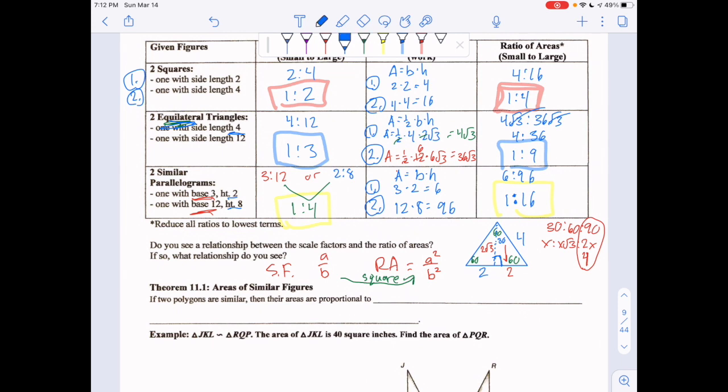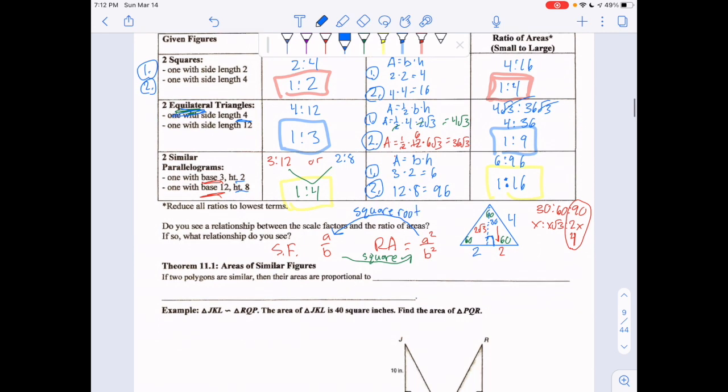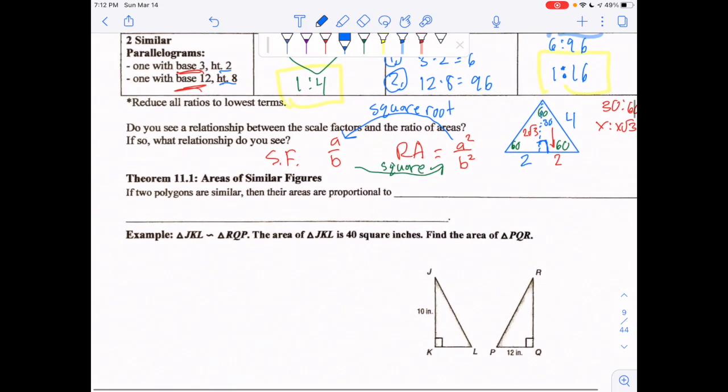If I wanted to go backwards, okay, here's a fun twist. If I want to go from the ratio of the area to the scale factor, I would take the square root. Okay, those are opposite operations. All right.